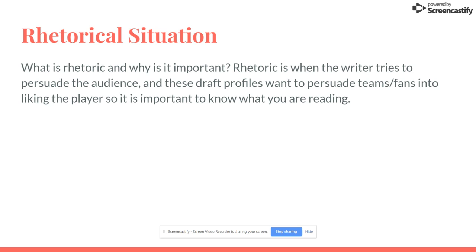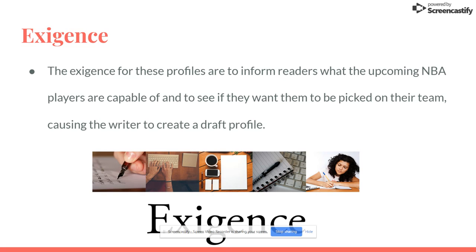Rhetorical situation. What is rhetoric and why is it important? Rhetoric is when the writer tries to persuade the audience, and these draft profiles want to persuade teams and fans into liking the player, so it is important to know what you are reading. Exigence. The exigence for these profiles is to inform readers of what the upcoming NBA players are capable of and to see if they want them to be picked on the team, causing the writer to create a draft profile.